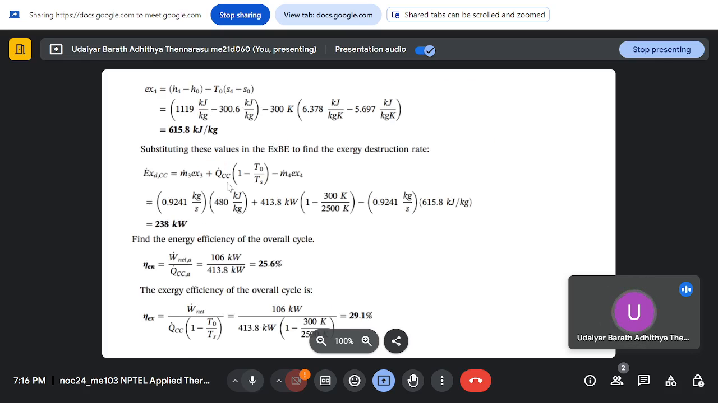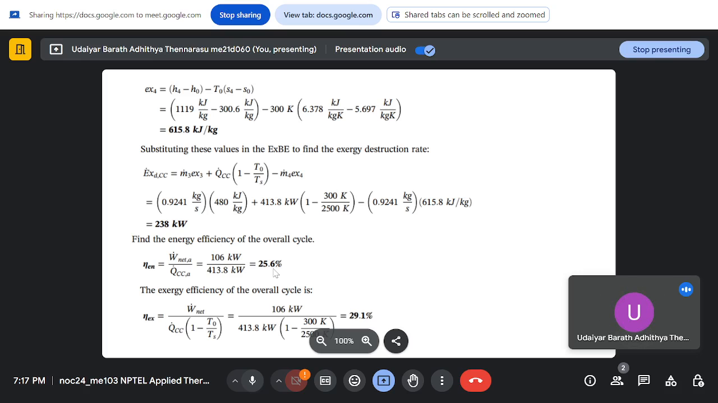Next is energy efficiency. So the actual efficiency of the cycle is the net work divided by Q added. So net work is 106 kilowatt, which is given in the problem, divided by the actual Q which is added, which is 413.8 kilowatt. So this comes out to be 25.6%. So the efficiency of the cycle is 25.6%.